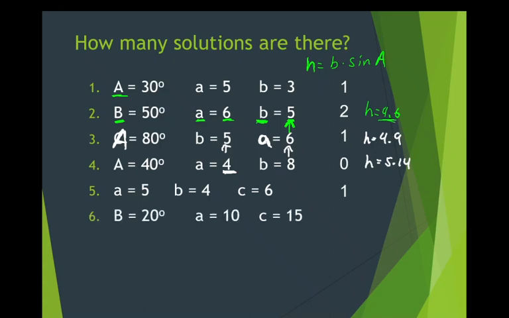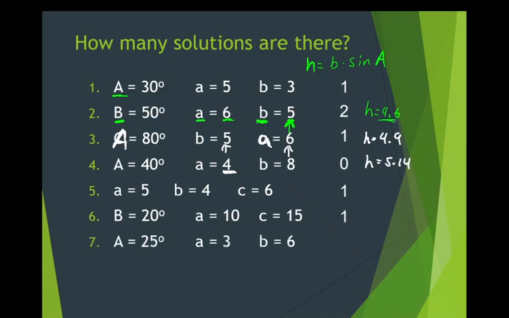All right, this one here. Is this the ambiguous case? I have 2 sides and an angle, but does my angle match one of the sides given? Nope. So that's not the ambiguous case, so there's only one solution. We don't have to check the height or anything.